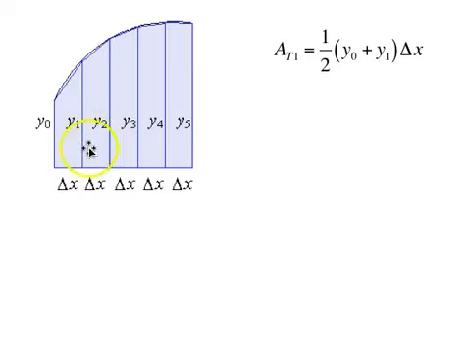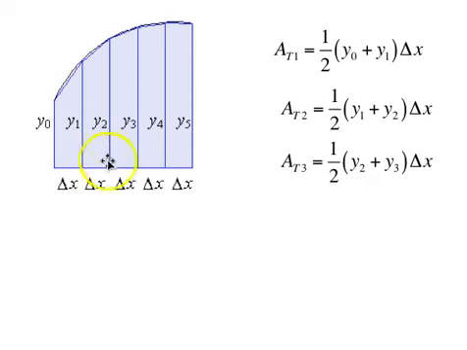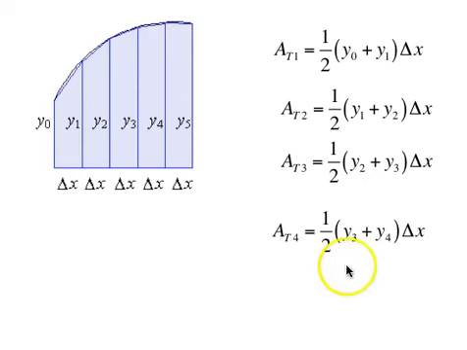For trapezoid 2, same way. y1 is the first parallel base, y2 is the second parallel base. Average y1 plus y2 times this height distance, change in x. And it's similar for trapezoid 3: y2 is the left base, y3 is the right base, average of the bases times the height, change in x. Area of trapezoid 4, y3 is one parallel base, y4 is the other parallel base, average of the bases times change in x. And trapezoid 5, 1 half, first parallel base y4, second parallel base y5 times change in x.